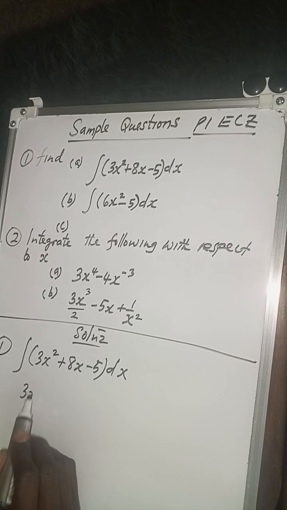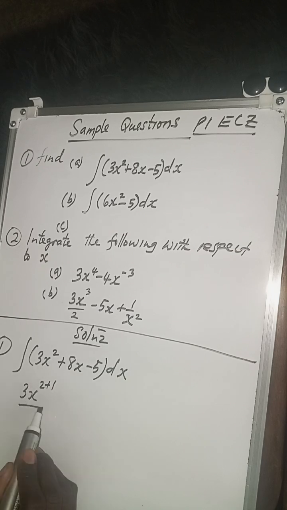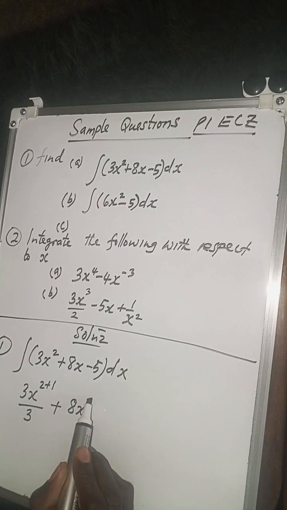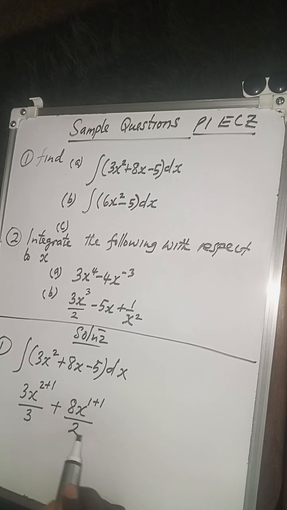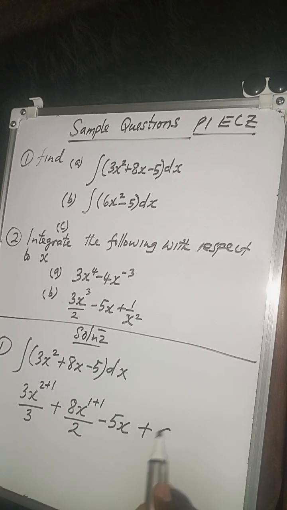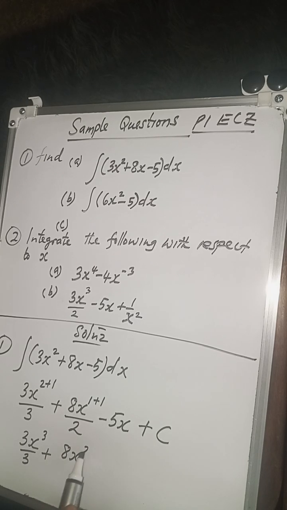So it will be 3x. Well, the moment you start adding plus 1 to that power, to the index, divide by the new power, 2 plus 1 is a 3. Please, the integral symbol is eliminated. Plus, that would be 8x, there's a 1 plus 1, you divide by the new power, which is a 2. If you just have a number, please, like I said, give it a letter. But don't forget to put the arbitrary constant. So what is that going to give you? It will be 3x to the power 3 over 3 plus 8x to the power 2 over 2 minus 5x plus c.